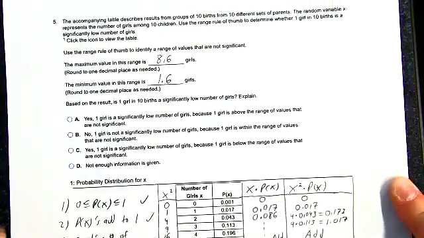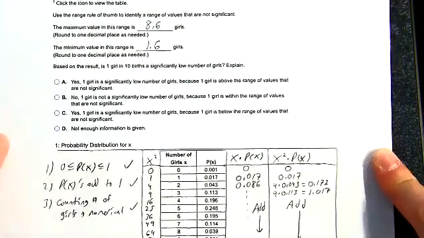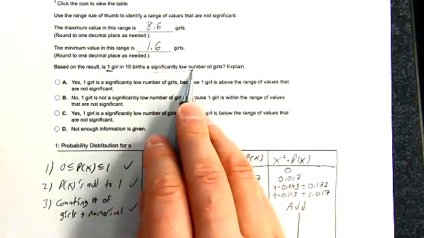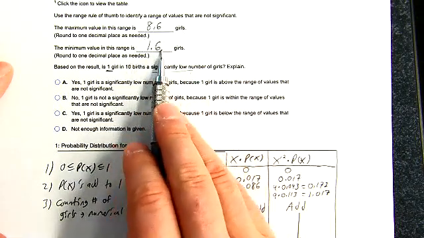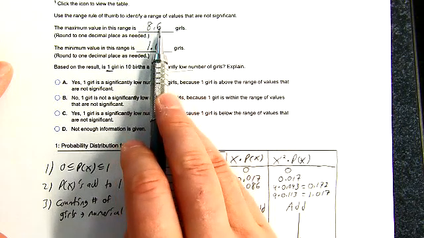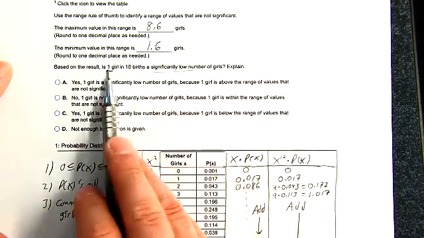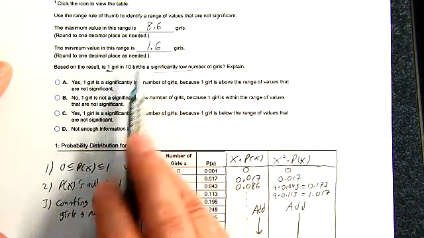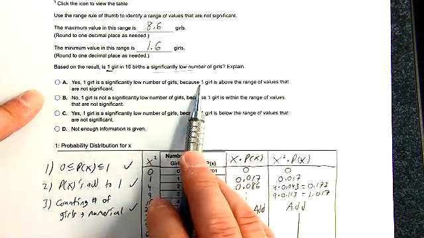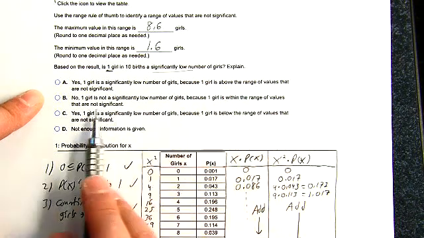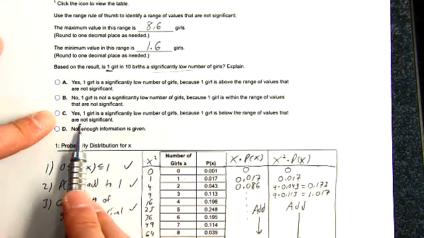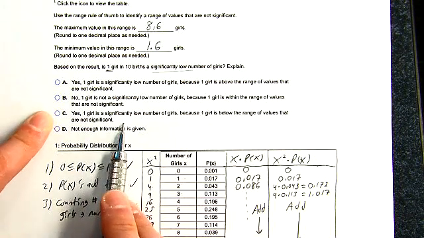Okay, then the final thing is they ask us, well, if one girl is born out of 10, is that significantly low? So any number smaller than this number is considered significantly low. Any number bigger than this number is considered significantly high. 1 is smaller than that, so the answer is yes. One girl is significantly low because one girl is below the range of values that are not significant. So the answer here would be C.